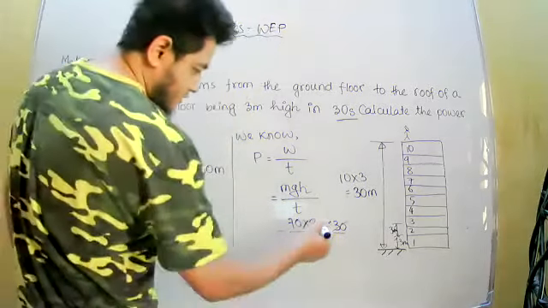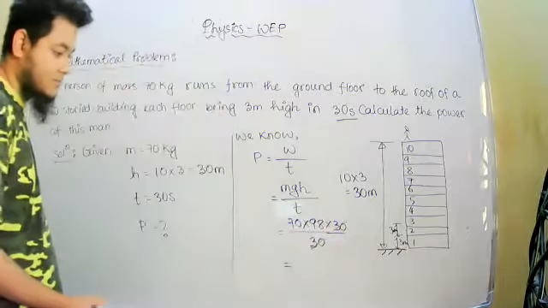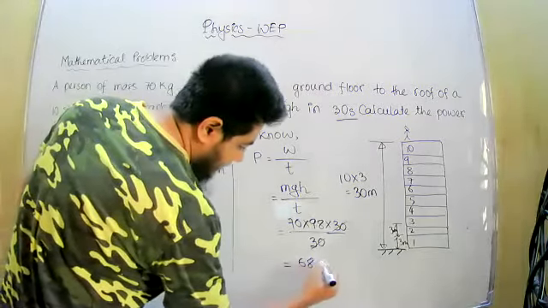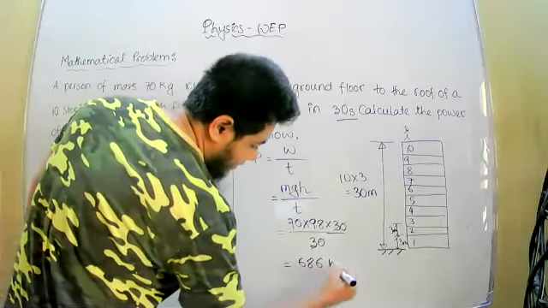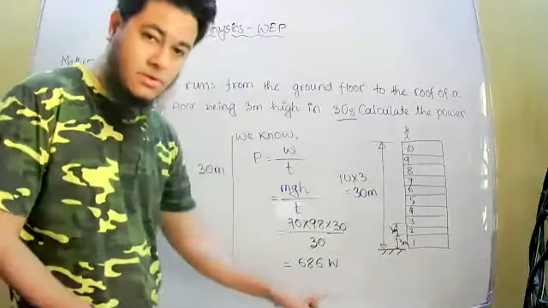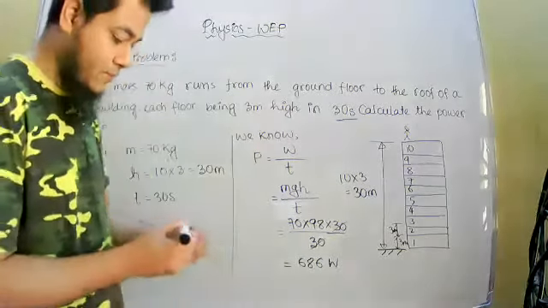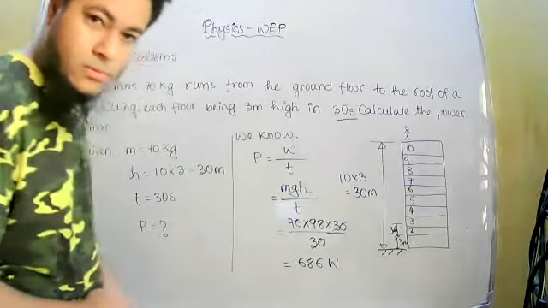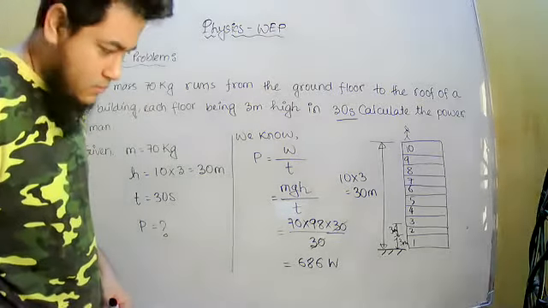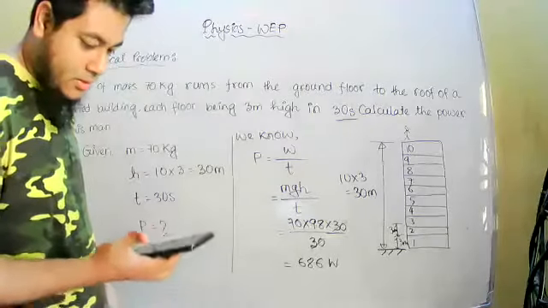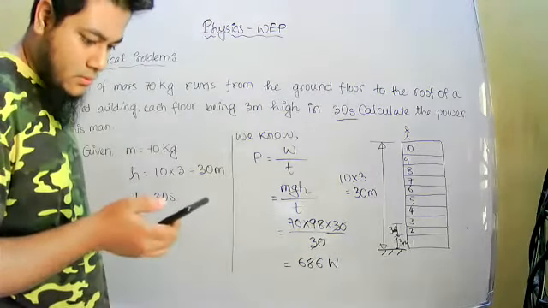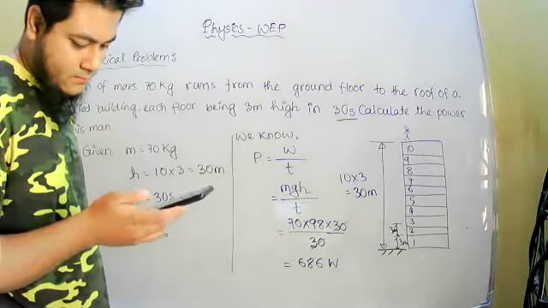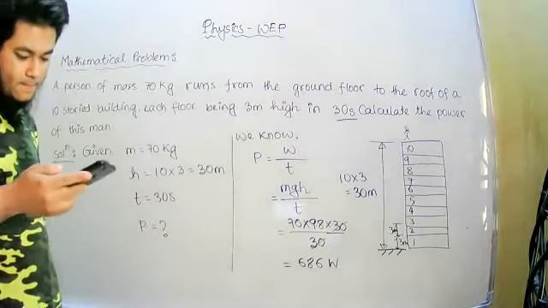So 30 and 30 cancel. Now kindly multiply this. 686. 686 watt. Either you can write watt or you can write joule per second. Okay. Sir, I got 686 watt. Good. Then we have to find power, right? This is power, right? No, this is the answer, sir. Yes, this is the answer. But at last, I think I did something and I got the final answer wrong. But before, I got 686.